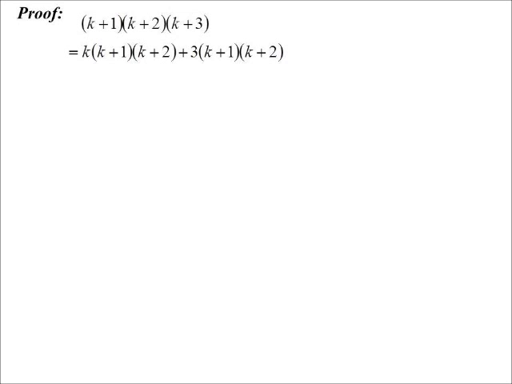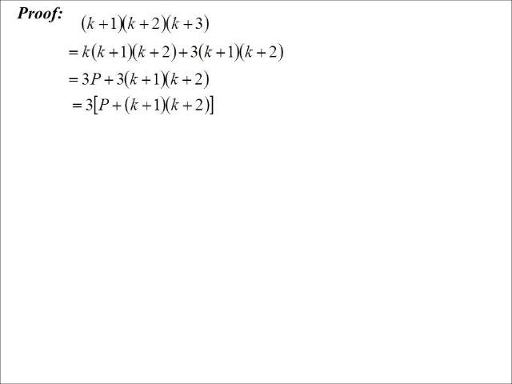But k times k plus 1 times k plus 2, that was our assumption. So I can rewrite that as 3 times p. So I now have 3 times p plus 3 times k plus 1, k plus 2. So I certainly can factorise 3, and I've now got 3 times this expression. So the only other thing I have to make sure of is, is this expression a whole number?